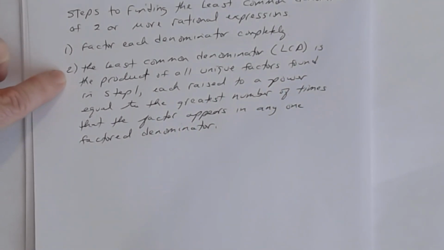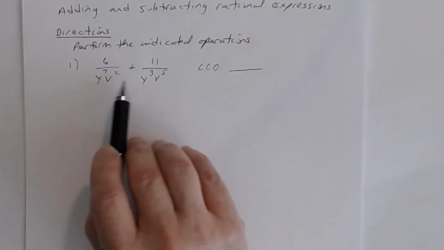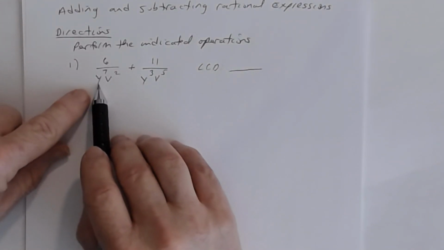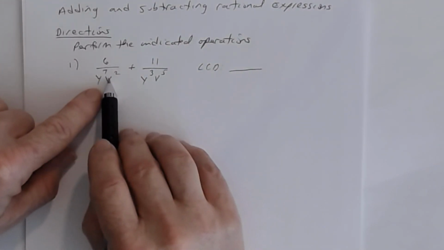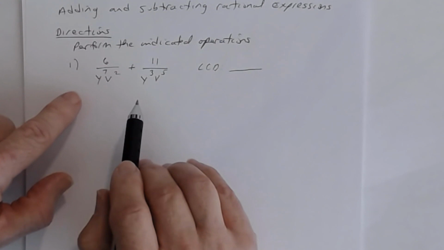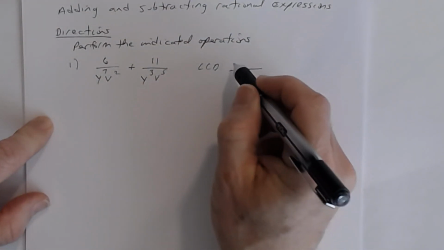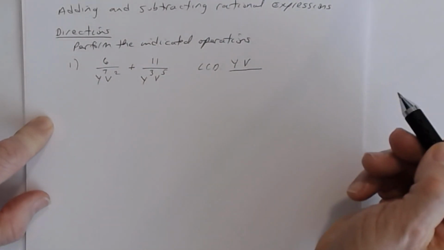Step number two says, all right, if I want to find the least common denominator, I have to take all these different factors that I see. So notice I see a y, see that? And I see a v. Those are the only two different unique factors I see. I see a y and I see a v.